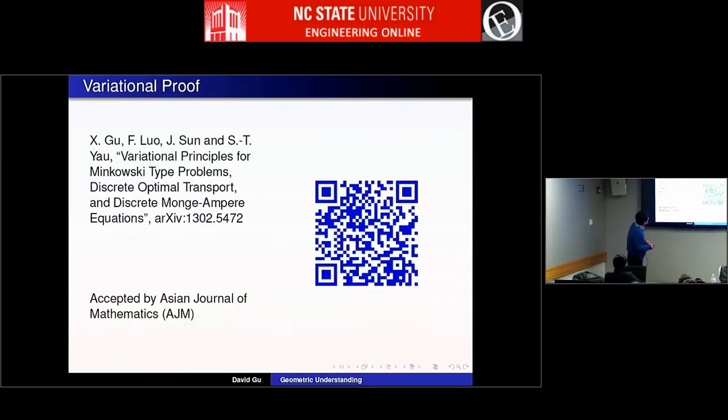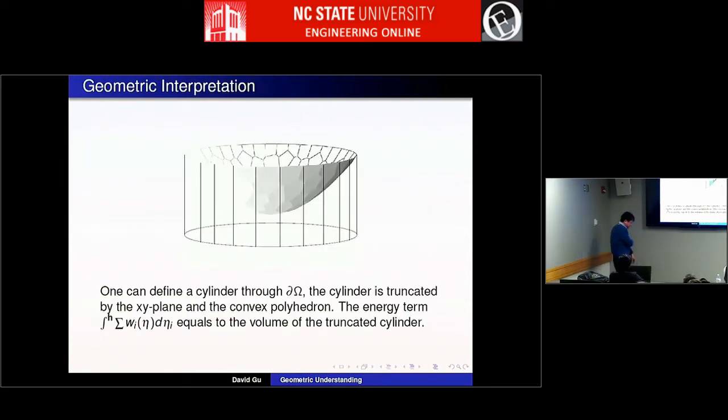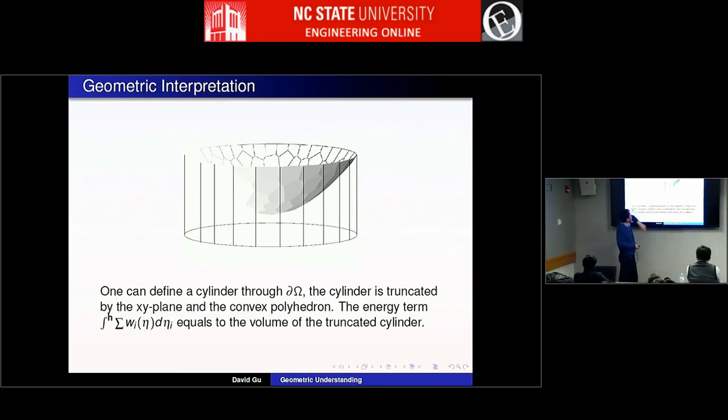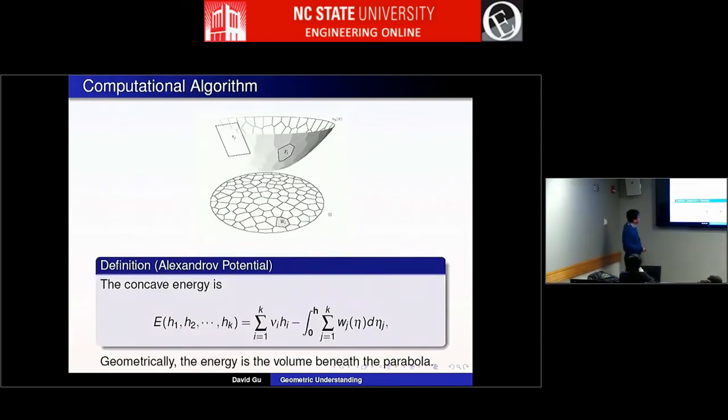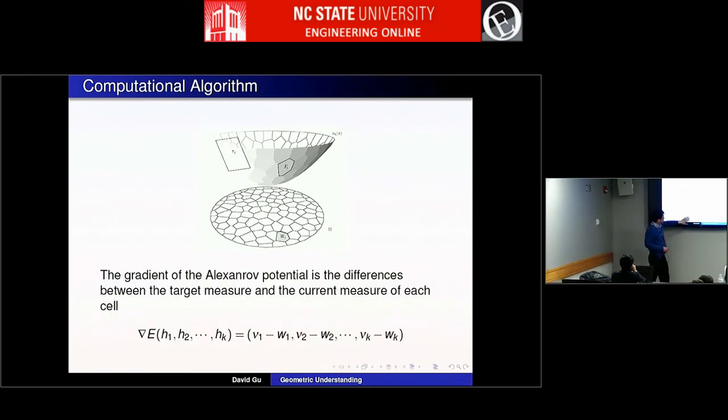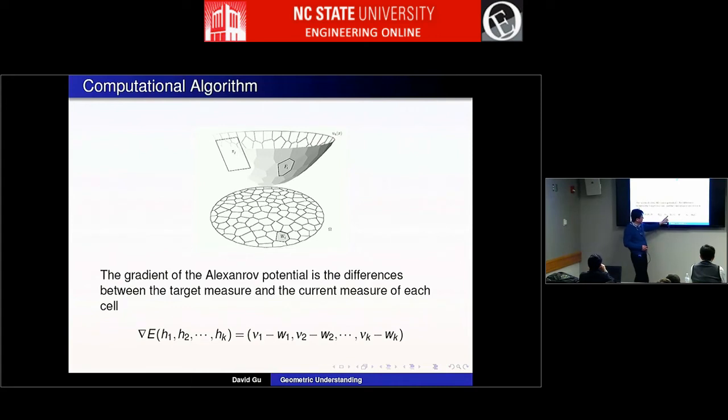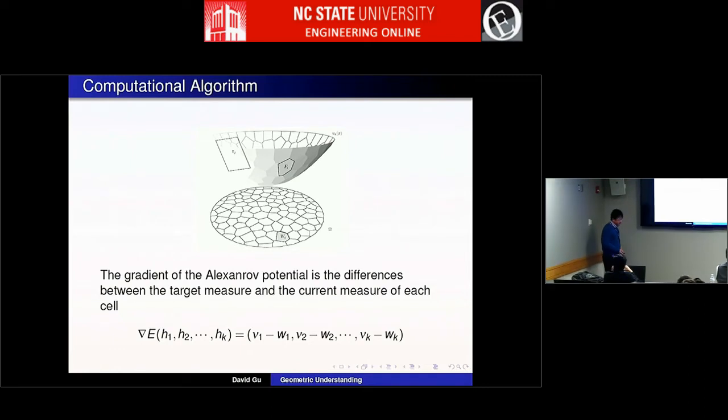Basically, the functional can be understood as a volume. Given a convex polytope, and given the projection of this convex polytope on the plane, we have a cylinder. The cylinder removes the convex polyhedron. The volume of the left part is the energy. Then we can calculate the gradient of this functional. The gradient can be given by the target volume minus the current volume. We can also calculate the Hessian.